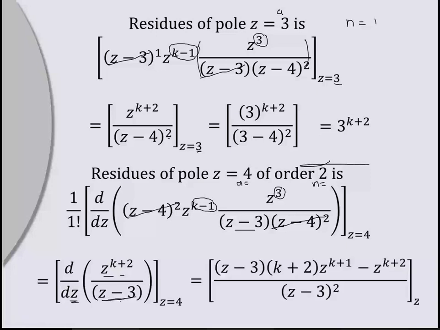So z minus 3 into derivative of this, which will be k plus 2 z raised to k plus 1, minus z raised to k plus 2 into derivative of z minus 3, that will be 1, divided by z minus 3 square. And it is the value of z at 4. Okay. Now simplify it further. You can substitute z equal to 4 into it: 4 minus 3 into k plus 2, 4 raised to k plus 1, minus 4 raised to k plus 2 upon 4 minus 3 square. So just do the substitution.